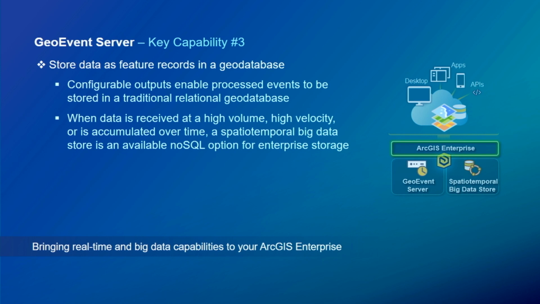A second alternative is provided for storing your data with what we call a spatiotemporal big data store. This is a component that's delivered and installed with the ArcGIS data store, and it adds the capability to store hosted data sets. If data tends to come in at high velocity or high volume, then the spatiotemporal big data store is a good place to put that. In general, it's an order of magnitude faster for storing the data than a traditional feature service.